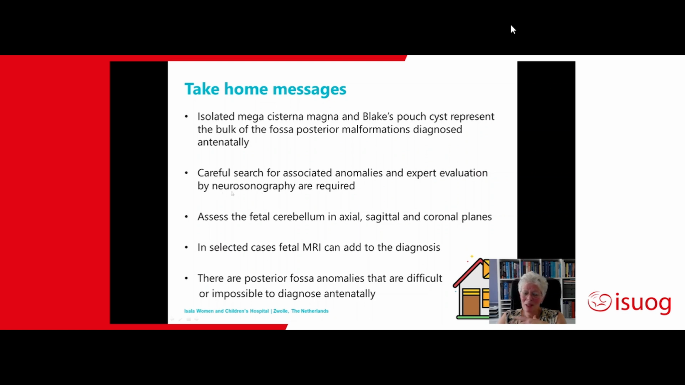If we see something in the posterior fossa, you have to look for associated anomalies and you have to do an advanced neurosonography scan. You have to assess the fetal brain and cerebellum in the axial, but also in the sagittal and coronal planes. Of course, MRI can help us to add to the diagnosis.